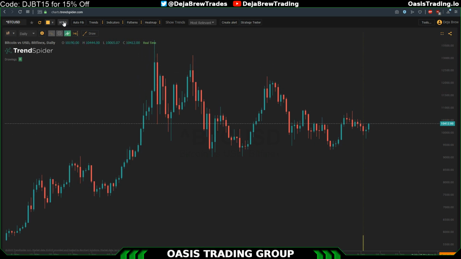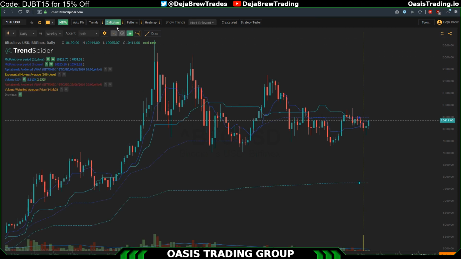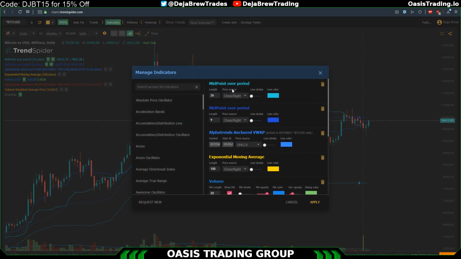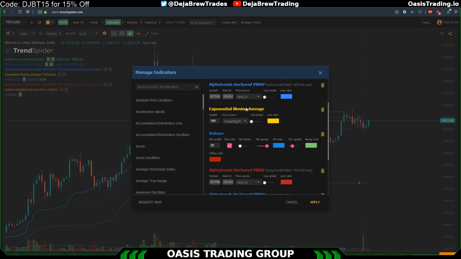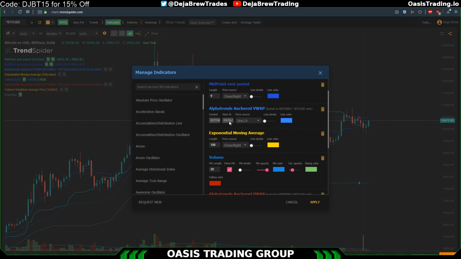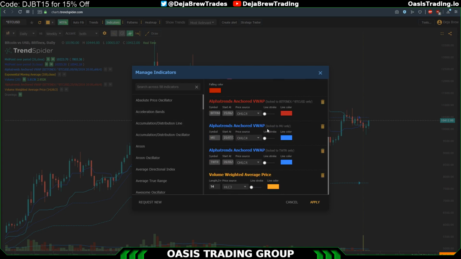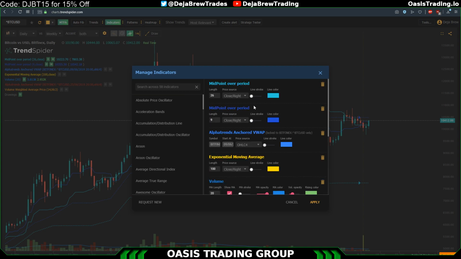Now we're going to go into the multi-time frame analysis tool. For this to work, you have to have your indicators turned on, and you also have to have some indicators selected. Right now I'm using the midpoint indicators, and I'm also using a 100 EMA. The other things that I'm currently using are the Alpha Trends VWAPs, but those are currently turned off.